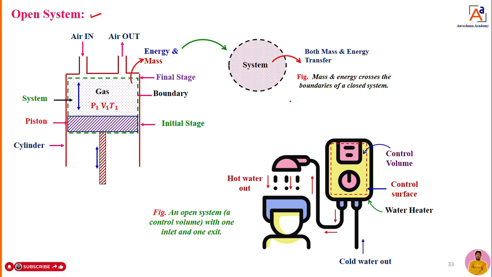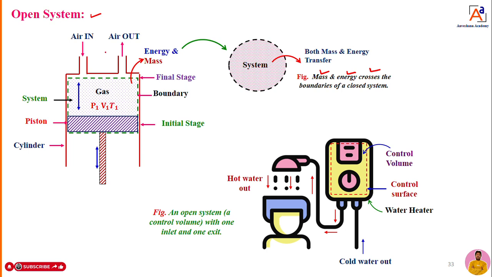An open system is a system in which both mass and energy may cross the system boundary. That type of system we can call an open system. An open system is a system in which both mass and energy cross the system boundary. That type of system we can call an open system.